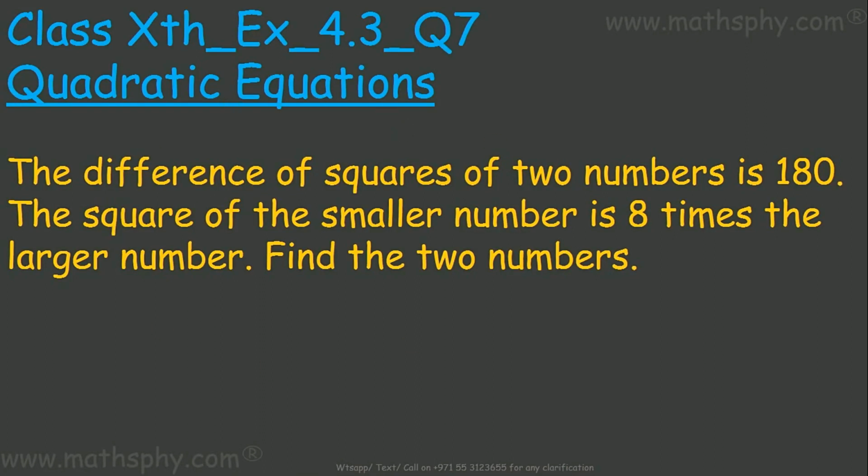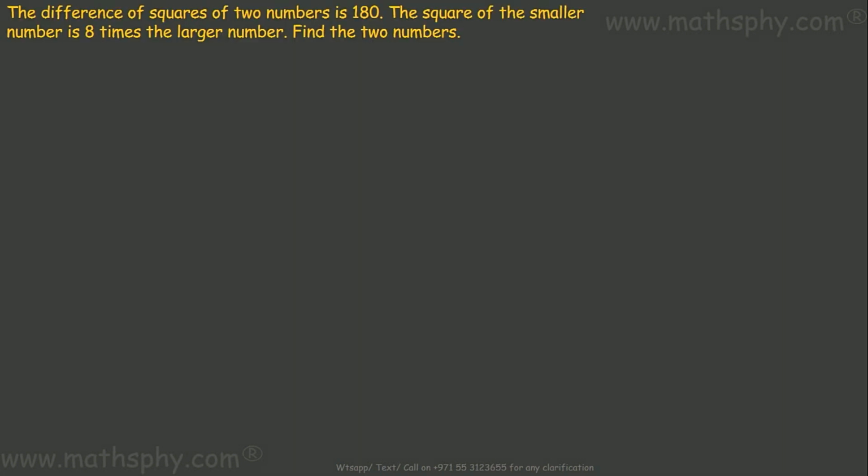This question here says, the difference of squares of two numbers is 180. The square of the smaller number is 8 times the larger number. Find the two numbers. Suppose I take the larger number, I'll write like this. Suppose the larger number is say x.